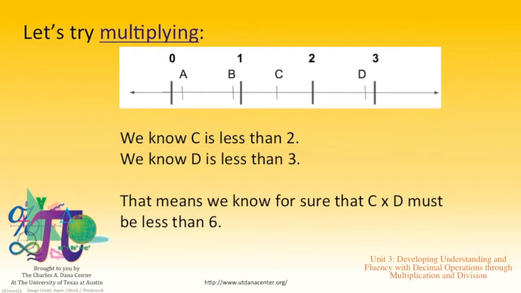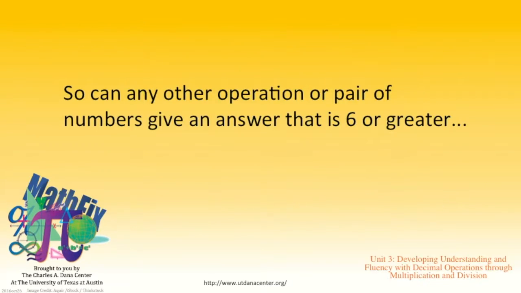And let's pretend for a second that c and d are 2 and 3. So 2 times 3 is 6, yet we know that c is less than 2 and d is less than 3. So whatever c times d is, we know that it must be less than 6. Well, we'll have to do some more detective work to figure out for sure whether c times d is greater than c plus d. Unless you can find some other combination of numbers and operation that will give a greater answer for sure.